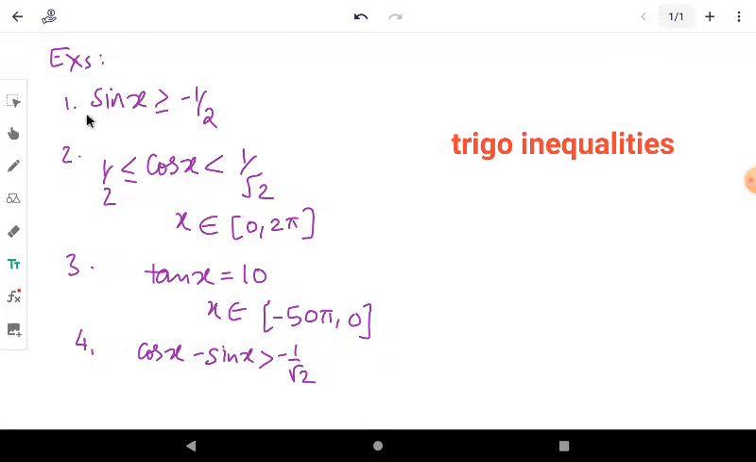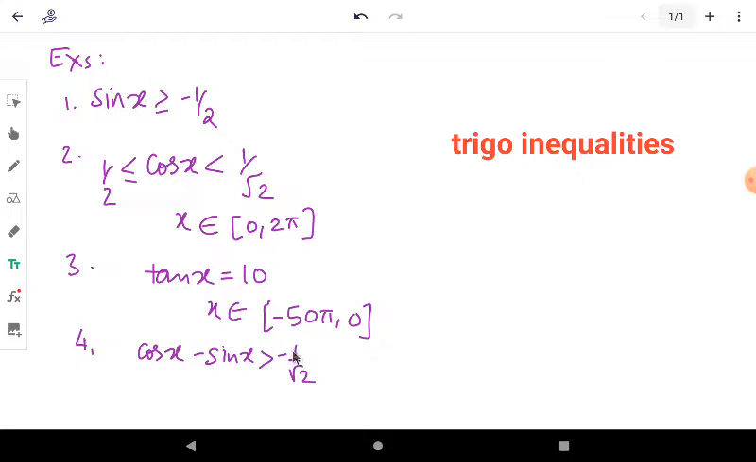What are the examples? Like sin x greater than or equal to minus half, in the set of real numbers, we have to find. In this second example, half to 1 by root 2 cos x, we have to find the solutions in x belonging to 0 to 2 pi closed. Now tan x equals 10, x belongs to minus 50 pi to 0, cos x minus sin x is greater than minus 1 by root 2.